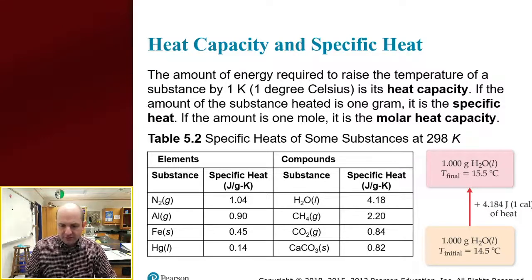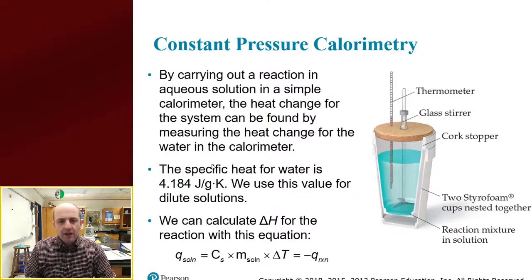All right? And so here's our schematic here on the right. If we have exactly 1 gram of water at 14.5 degrees Celsius, it will take that 4.184, that's more sig figs, same number there, 4.184 joules, or 1 calorie of heat, to make it increase to 15.5 degrees Celsius. So that's what we mean by that. All right? Well then, how can we put that together? How can we use that?